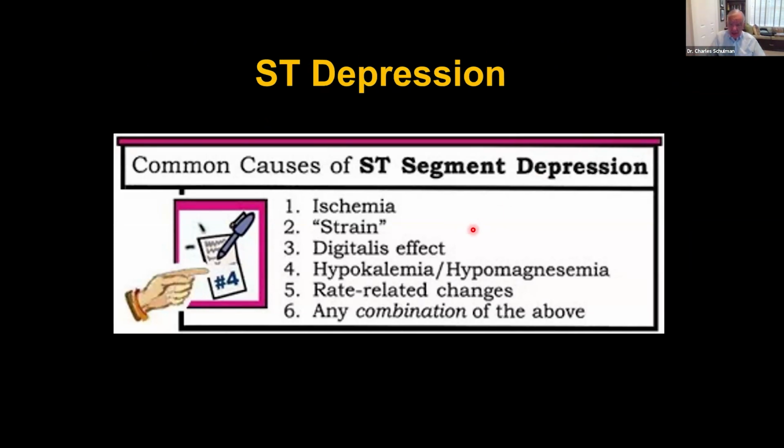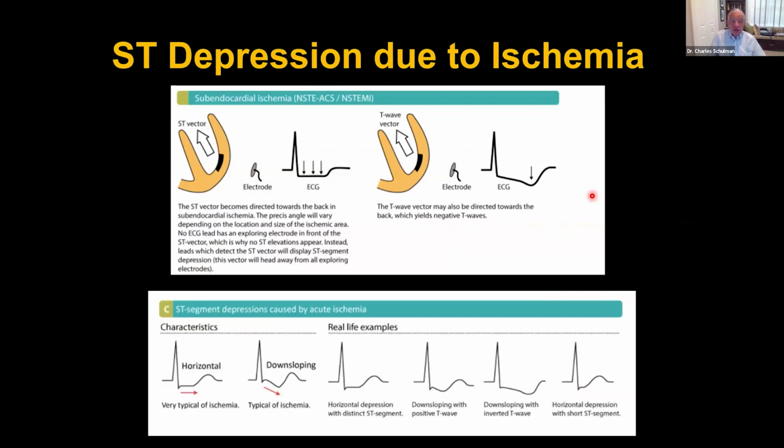The common causes of ST segment depression are ischemia, so-called strain, digitalis effect, hypokalemia and hypomagnesemia, rate-related changes, or some combination thereof. With ST depressions, the vector is pointing away from the electrode. This shows subendocardial ischemia, where the ST is pointing away from the electrode, as is the T wave.